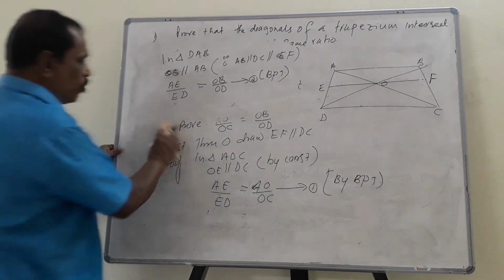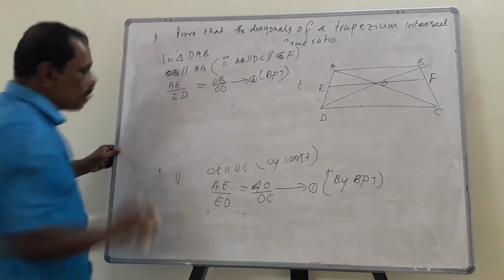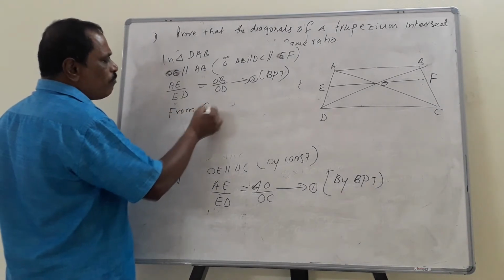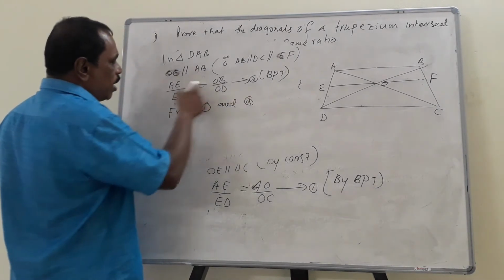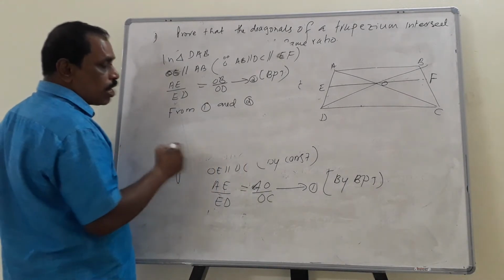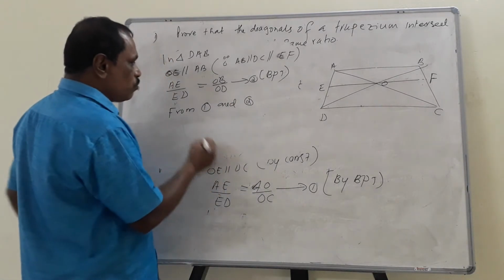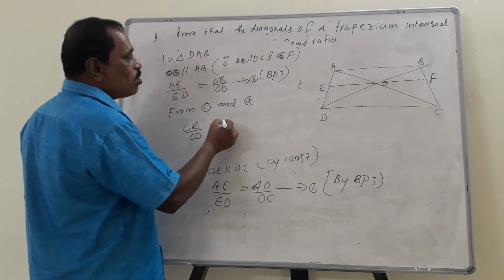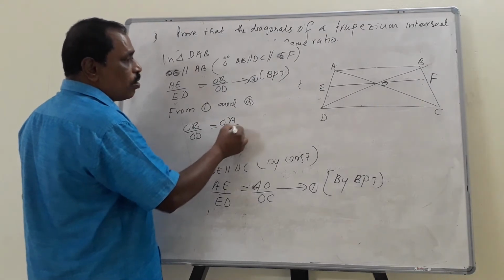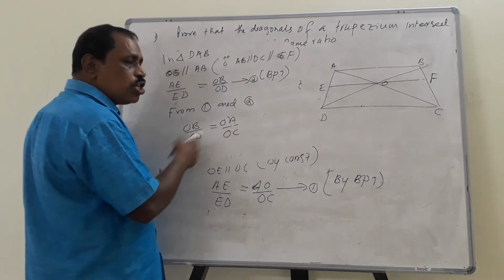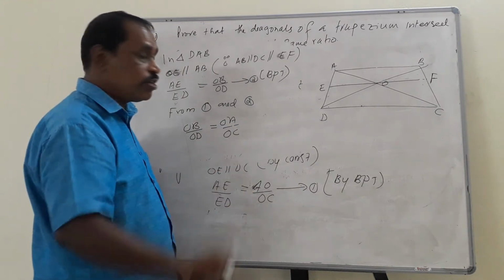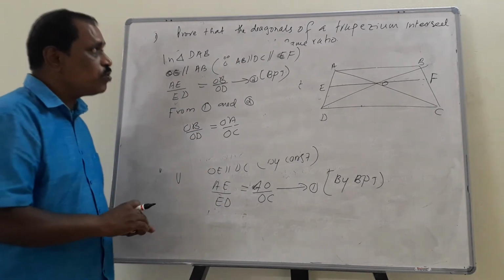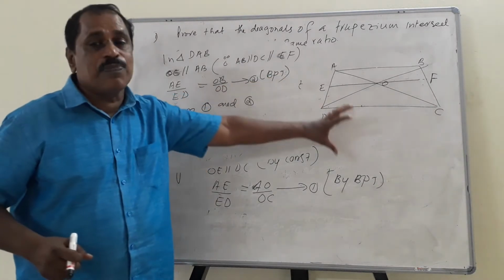And from 1 and 2, very simple question. From 1 and 2 we can see that the LHS are equal, so right away you write the answer. Therefore, the RHS will be equal, that means OB by OD equal to OA by OC, or you can interchange also, it is called alternendo. You will get the textbook answer. Clear? This is a very, very simple question, and the concept is what?